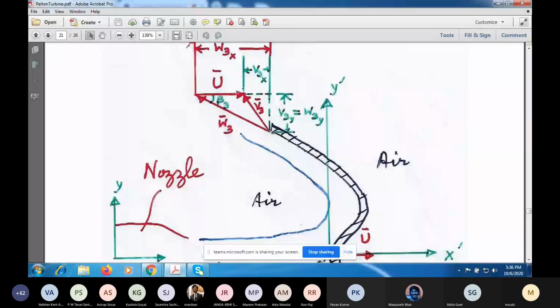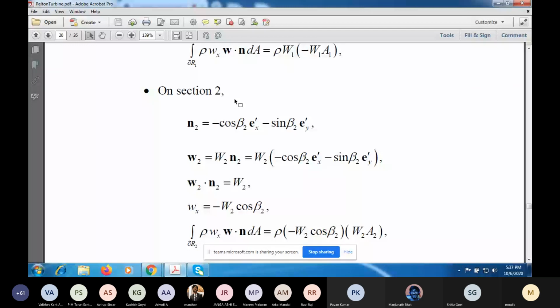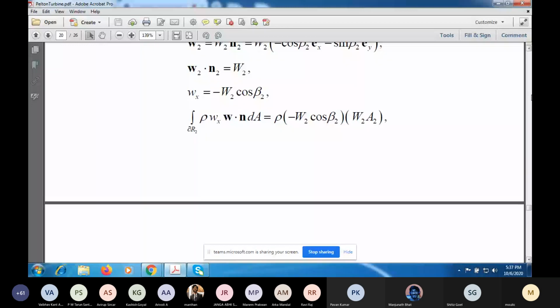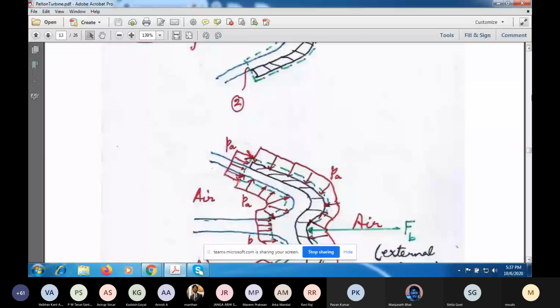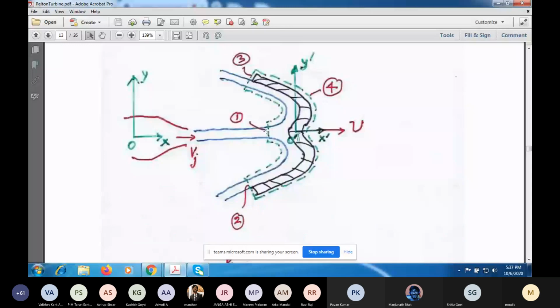Now, as you can see, if I go back and look at this figure, if I look at the outward normal to section 1, it is in the negative x direction. So first let us look at section 1.